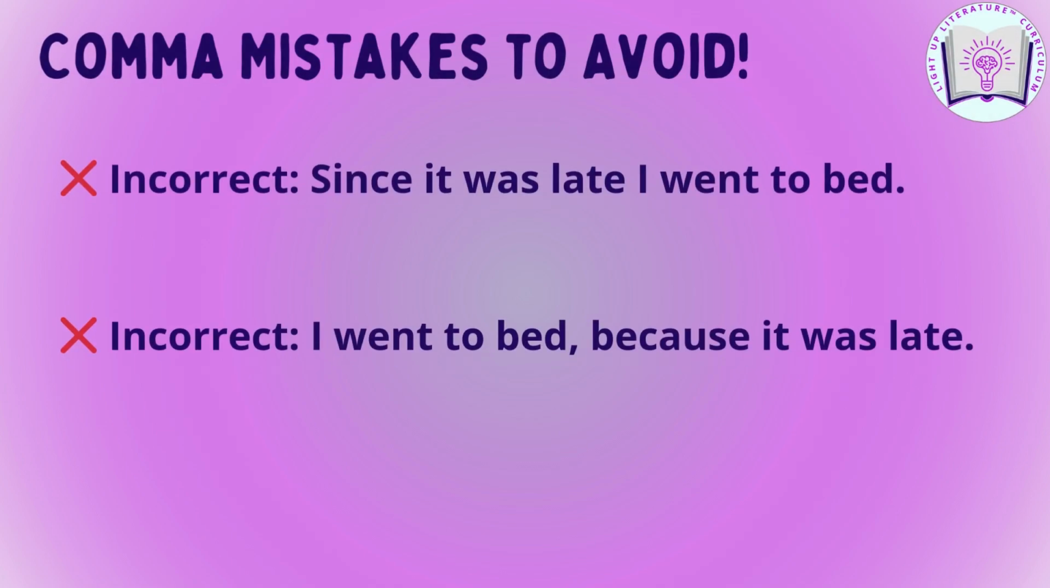Now, some common mistakes. So, since it was late, I went to bed. We don't have a comma there. Since is one of our AAAWUBBIS words. And then we have, I went to bed because it was late. Well, I went to bed. If I walk up to you and say, I went to bed, that's a complete sentence. We're not adding a comma when we add our dependent clause. We don't need it.